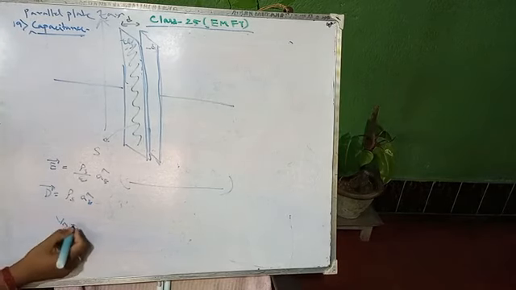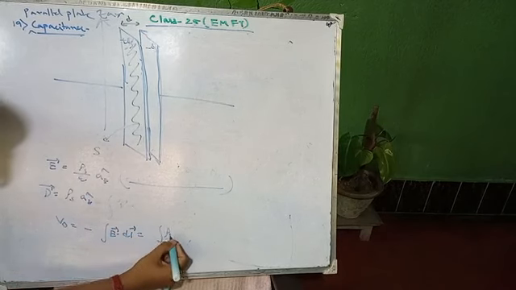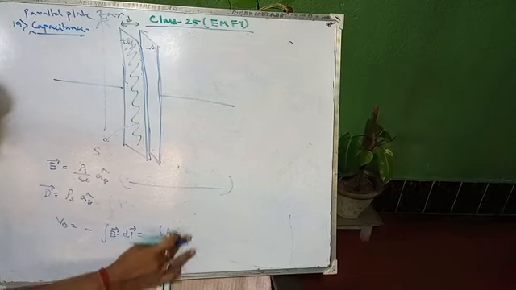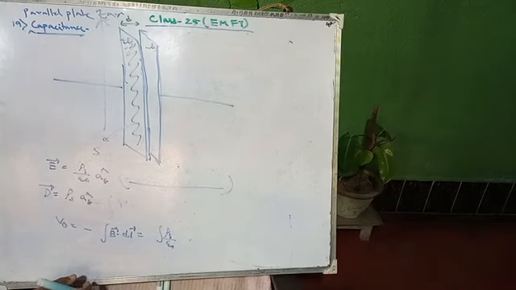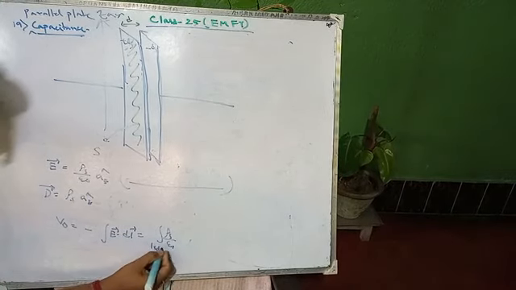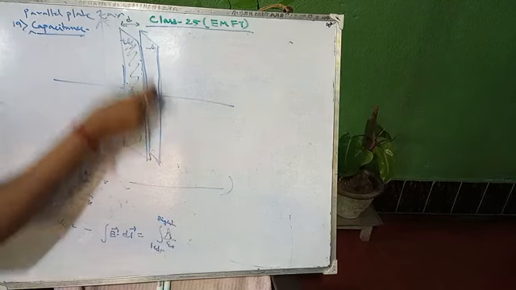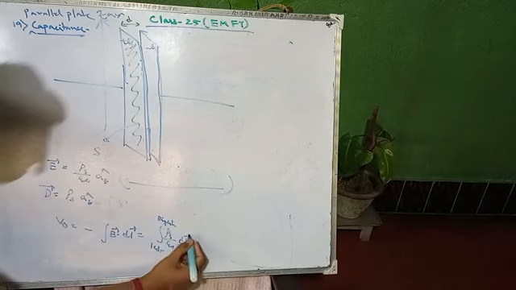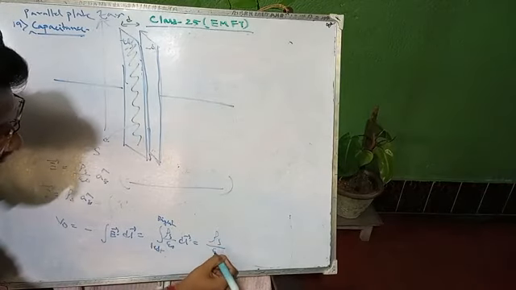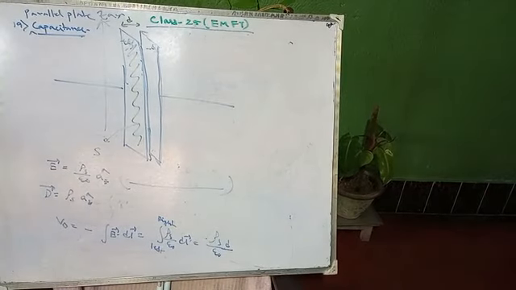So V naught equals minus integration of E into dl. E into dl means rho S by epsilon naught, we are taking it in air medium, into az cap into dl. So what will be the dl? Your dl is from left to right. We are taking the voltage difference from left to right, so the distance will be d. After integration, V naught equals minus rho S d by epsilon naught.